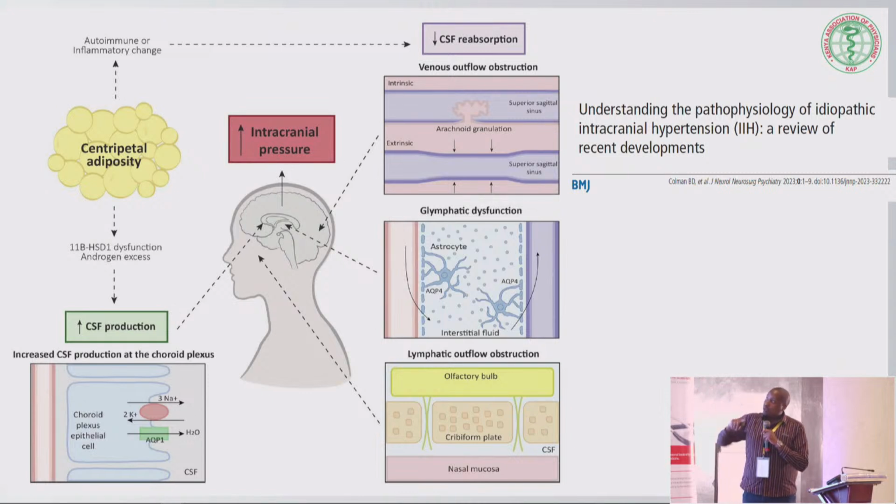What is thought to happen is you can have dysfunction of the arachnoid granulation in the superior sagittal sinus, or the raised ICP from all these causes can lead to stenosis of your sinus flow, and that will lead to raised intracranial pressure. An interesting concept that is coming up is the glial-lymphatic dysfunction, which has a huge role in reabsorbing CSF.